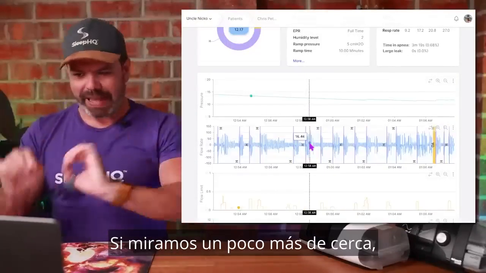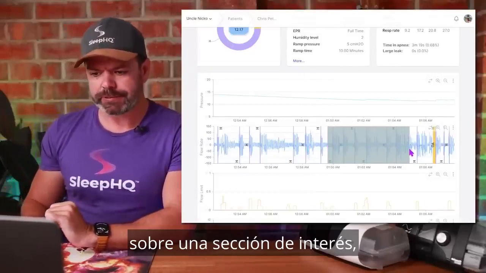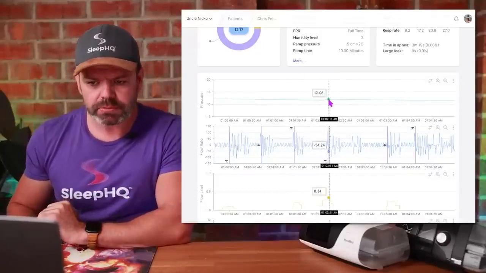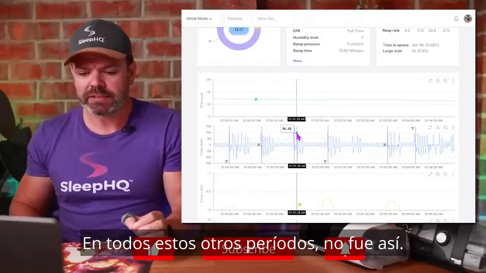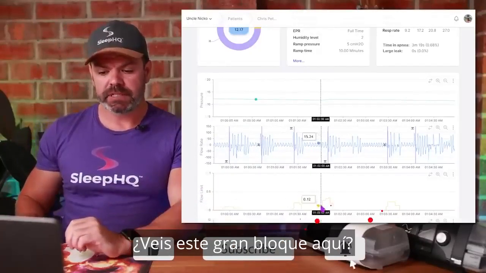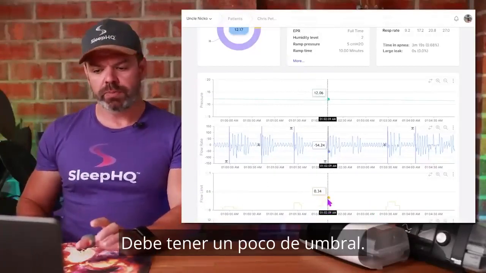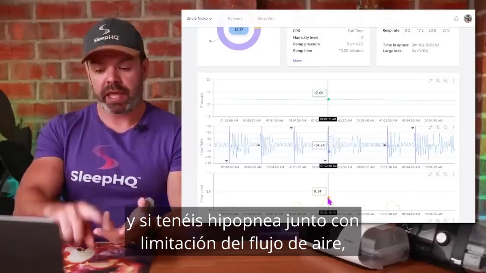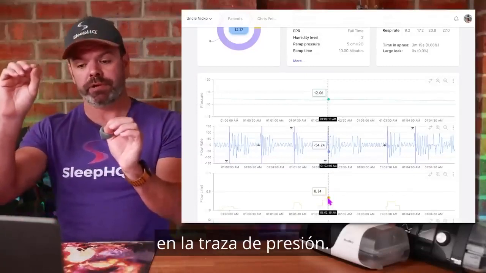Now, if we look a little bit closer, and I'm just clicking and dragging here over a section of interest, we can see there was this one little period here where the pressure did increase. Now, why did it do that? All these other periods it didn't. I think it's got to do with the airflow limitation down here. You see this big block here? It must have a bit of a threshold. Maybe the threshold is 0.3. And if you have a hypopnea coupled with airflow limitation, then you get a move up in the pressure trace.